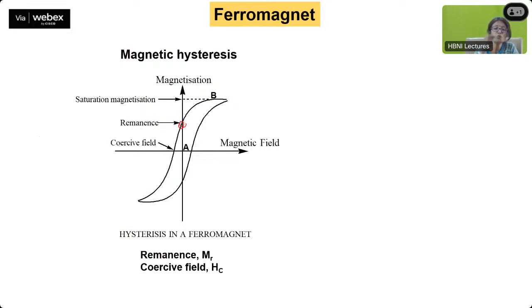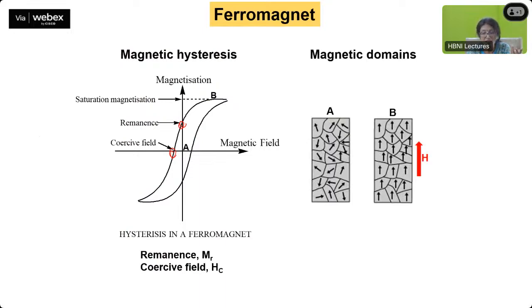And then to bring back that magnetization to 0, you have to apply a magnetic field in the opposite direction. And when it reaches 0, this particular field, whatever that H value, is known as the coercivity or the coercive field Hc. So this is a very typical property which is exhibited by any ferromagnet. And why does this happen? It is because of the presence of all these magnetic domains.